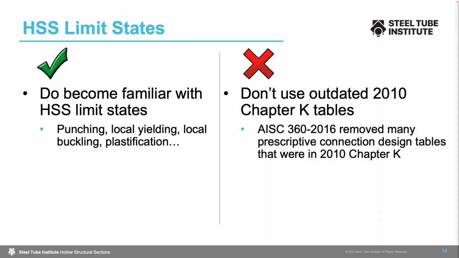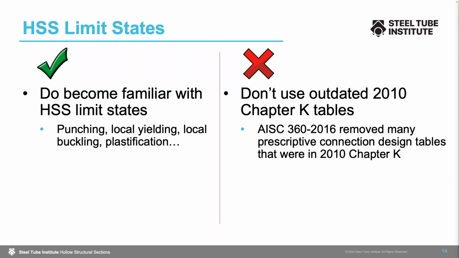We don't want to use the outdated 2010 Chapter K tables. AISC 360-2016 removed many prescriptive connection design tables that were in 2010 Chapter K because they wanted to refer everything back to the section in the code as if you were designing to the web of a wide flange. It's the same process, so they wanted to use all the same equations and not potentially have duplicate material that doesn't match.